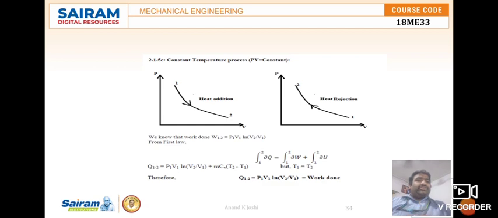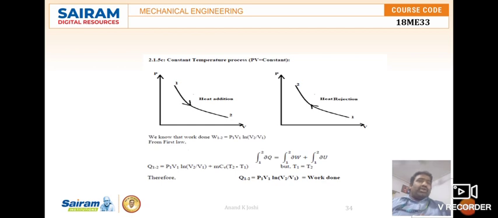Next, the constant temperature process. It is also called the PV is equal to constant process. The constant temperature process we can also call the isothermal process. Isothermal means the temperature remains the same before and after the process. Throughout the process, the temperature remains the same.